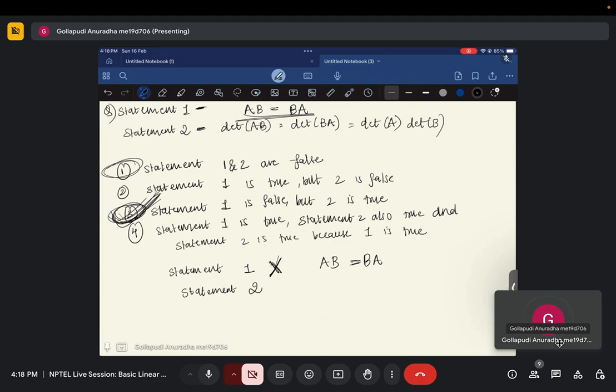Ma'am, in AB equals BA, if the first statement is true, then the determinant of AB is equal to determinant of A into determinant of B. Then determinant of BA will also be the same as the determinant of AB, that is determinant of A into determinant of B. Okay, that's a good question. But what I can say here is, this is a matrix multiplication, so this need not be true always.